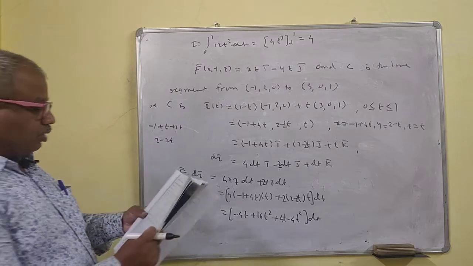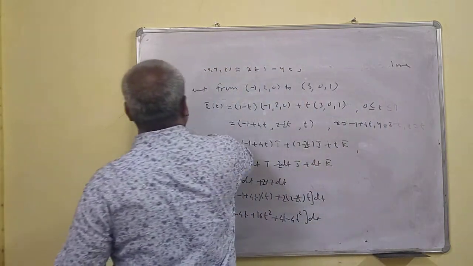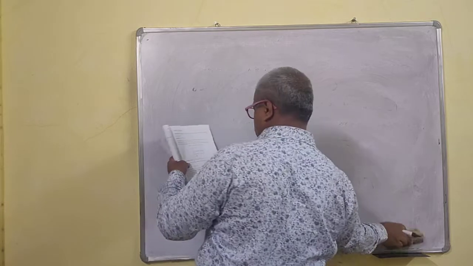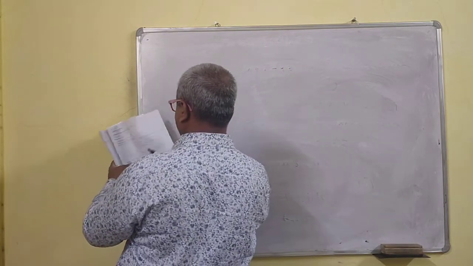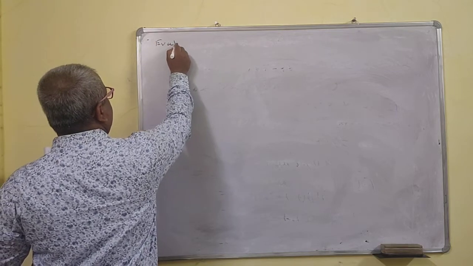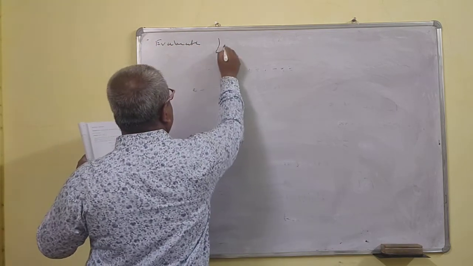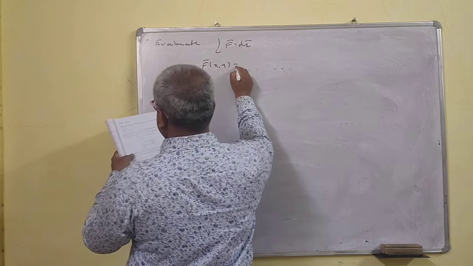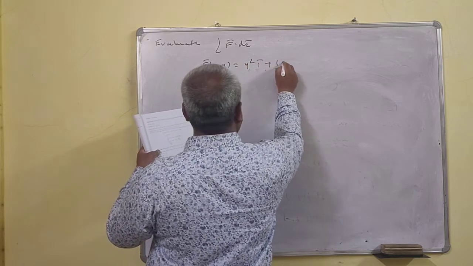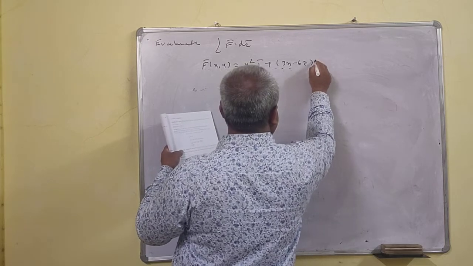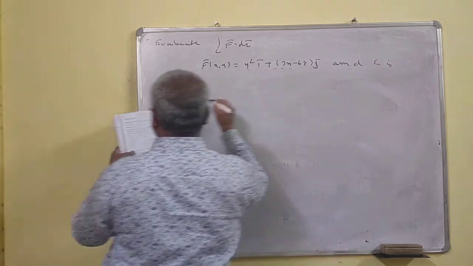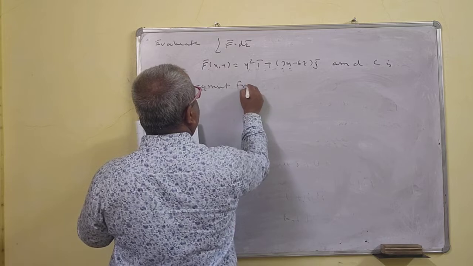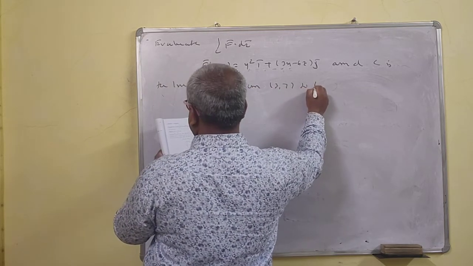Okay, next. Evaluate the integral over C of F bar dot dr bar, where F bar of x, y, z is equal to y square i bar plus (3x minus 6z) j bar, and C is the line segment from (3, 7, 0) to (0, 1, 2).